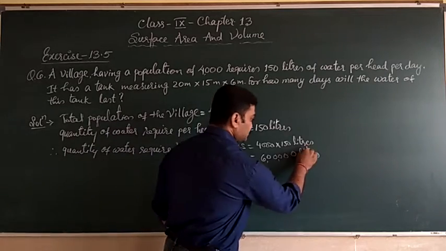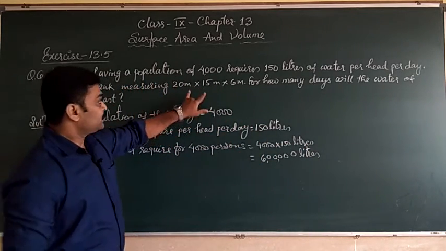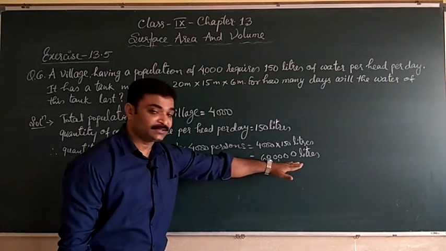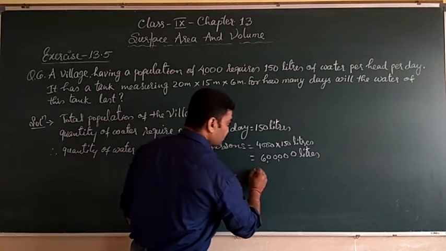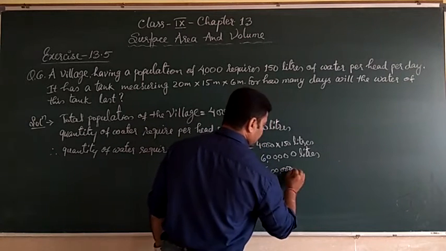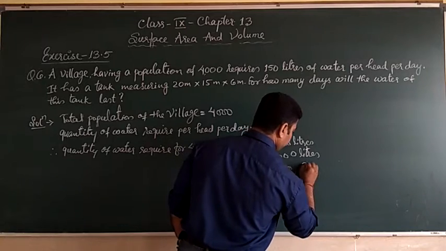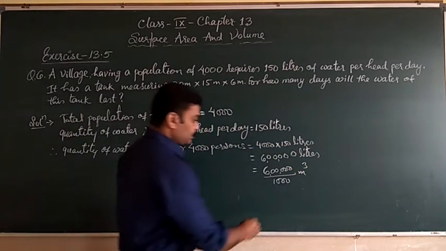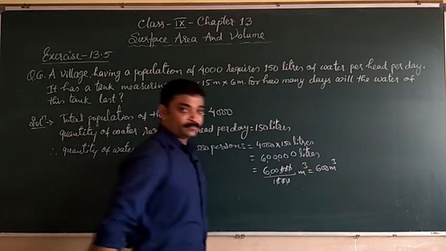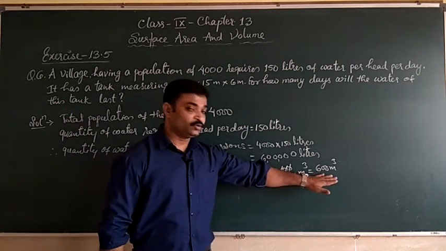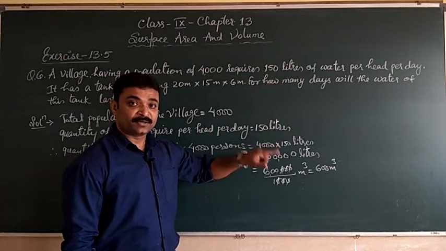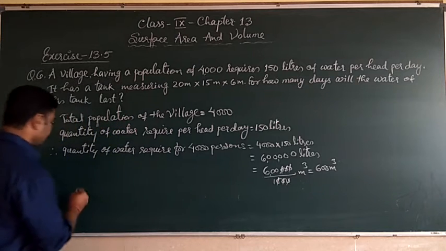And since the dimensions of the tank are given in meters, we have to convert this 6 lakh liters into meter cube, and for that we will divide this 6 lakh by 1000 and we will write meter cube. Clear? Now 3 zeros cancel out, we will have 600 meter cube. That means 600 meter cube water is required for 4000 persons per day.